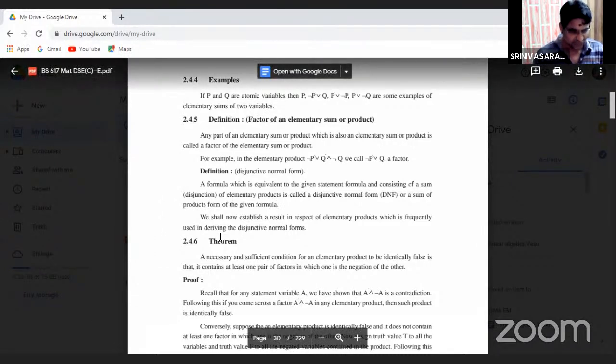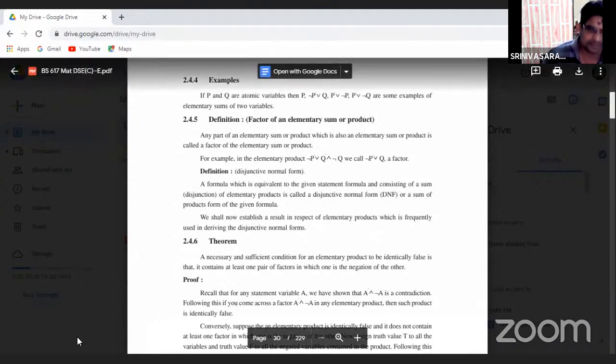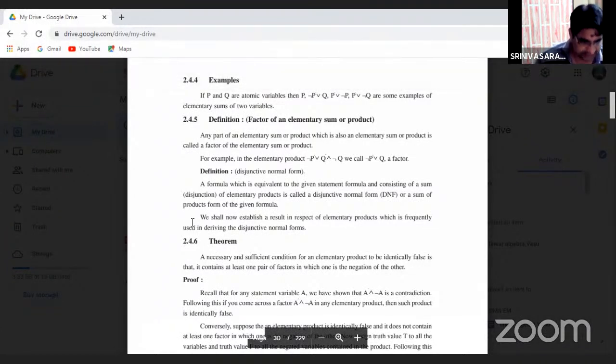That's enough. We shall now establish a result with respect to the elementary products, which is frequently used in deriving the disjunctive normal form. First of all, we must know the definition of disjunctive normal form. This is also called the sum of products form of the given expression. The definition is very important. First, we have to know the concept of sum. The OR connective, in set notation, is the union representation. Union means the summation of this part.